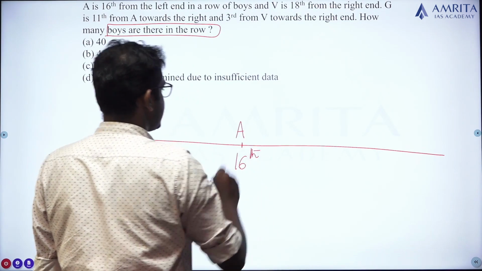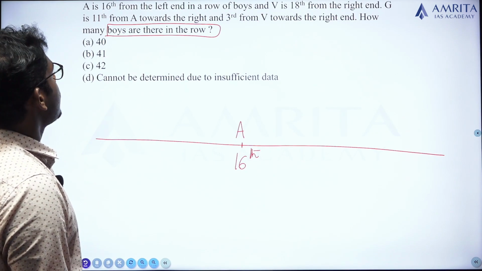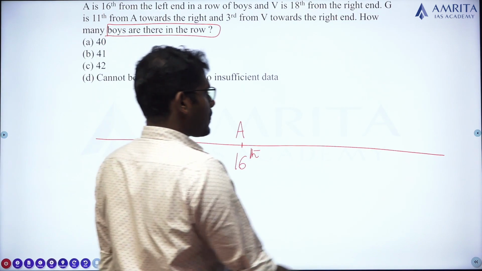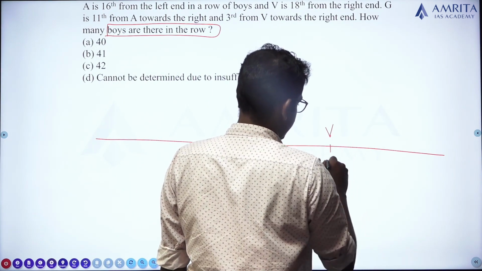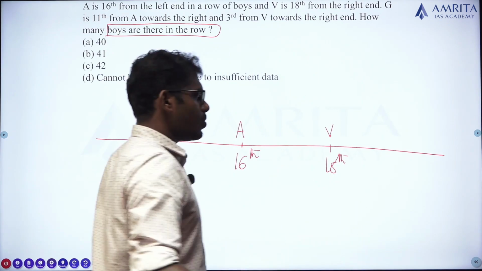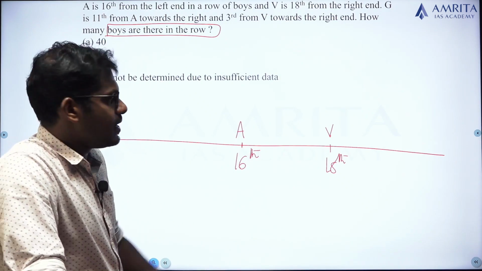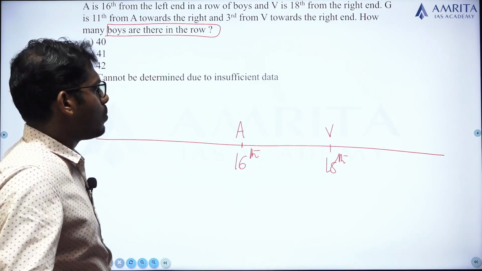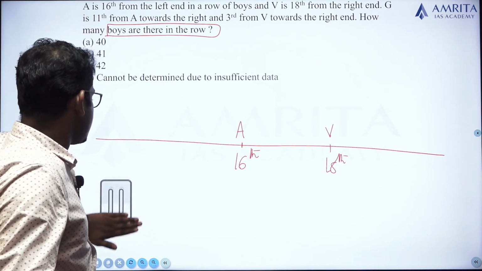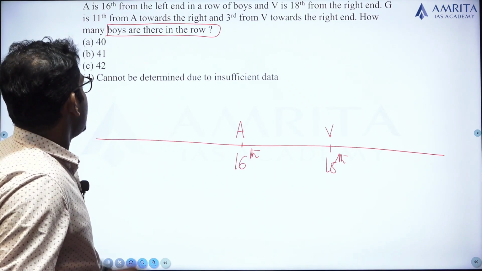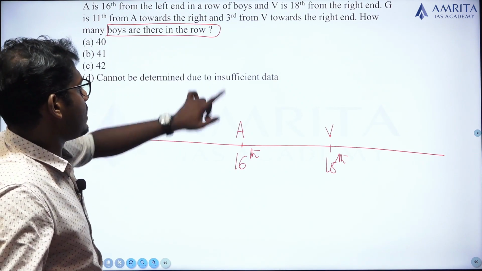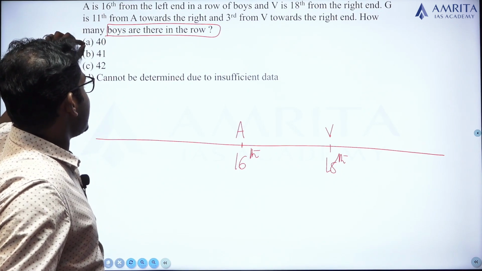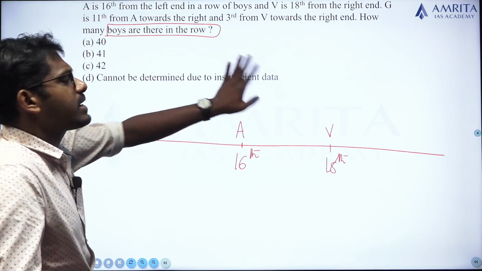So A is 16th from the left end. V is 18th from the right end. Here also you may have a doubt whether V is to the left of A or right of A. If such a doubt arises, then just look into the options. The question is how many boys are there in the row. So the row contains at least 40 boys, or it cannot be obtained.